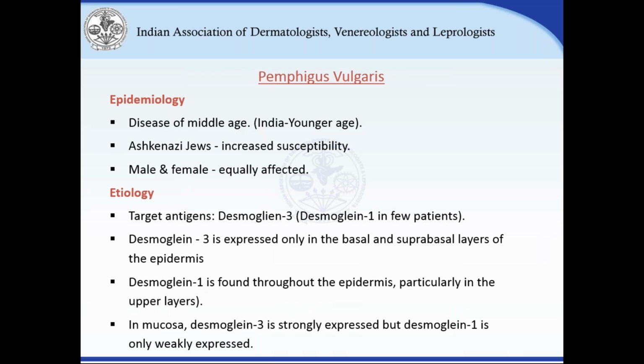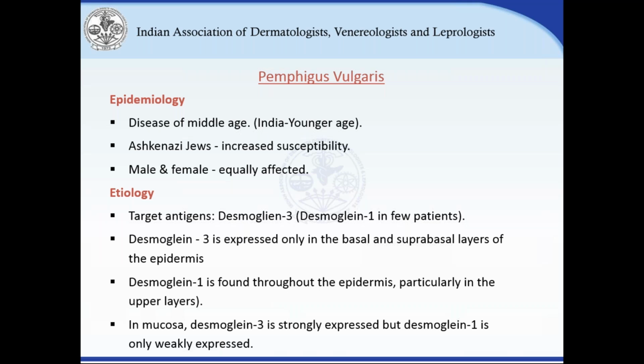So pemphigus vulgaris is a disease of middle age. In India, actually, the age is found to be younger. In the West, it is generally 50 to 60, but in India, it has been found to be around 30 to 40. Ashkenazis have increased susceptibility, and males and females are equally affected, though in our setup, we see mostly females.